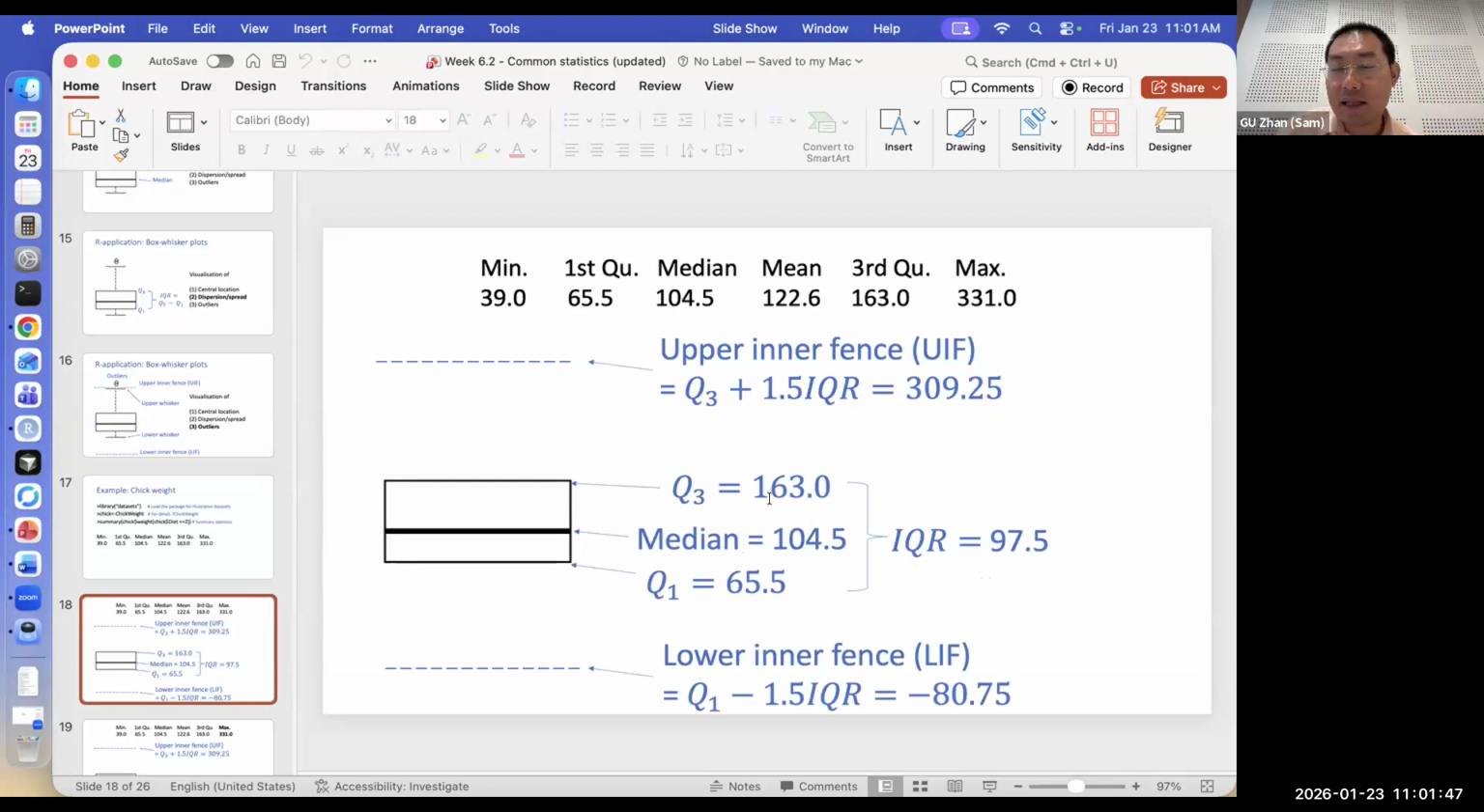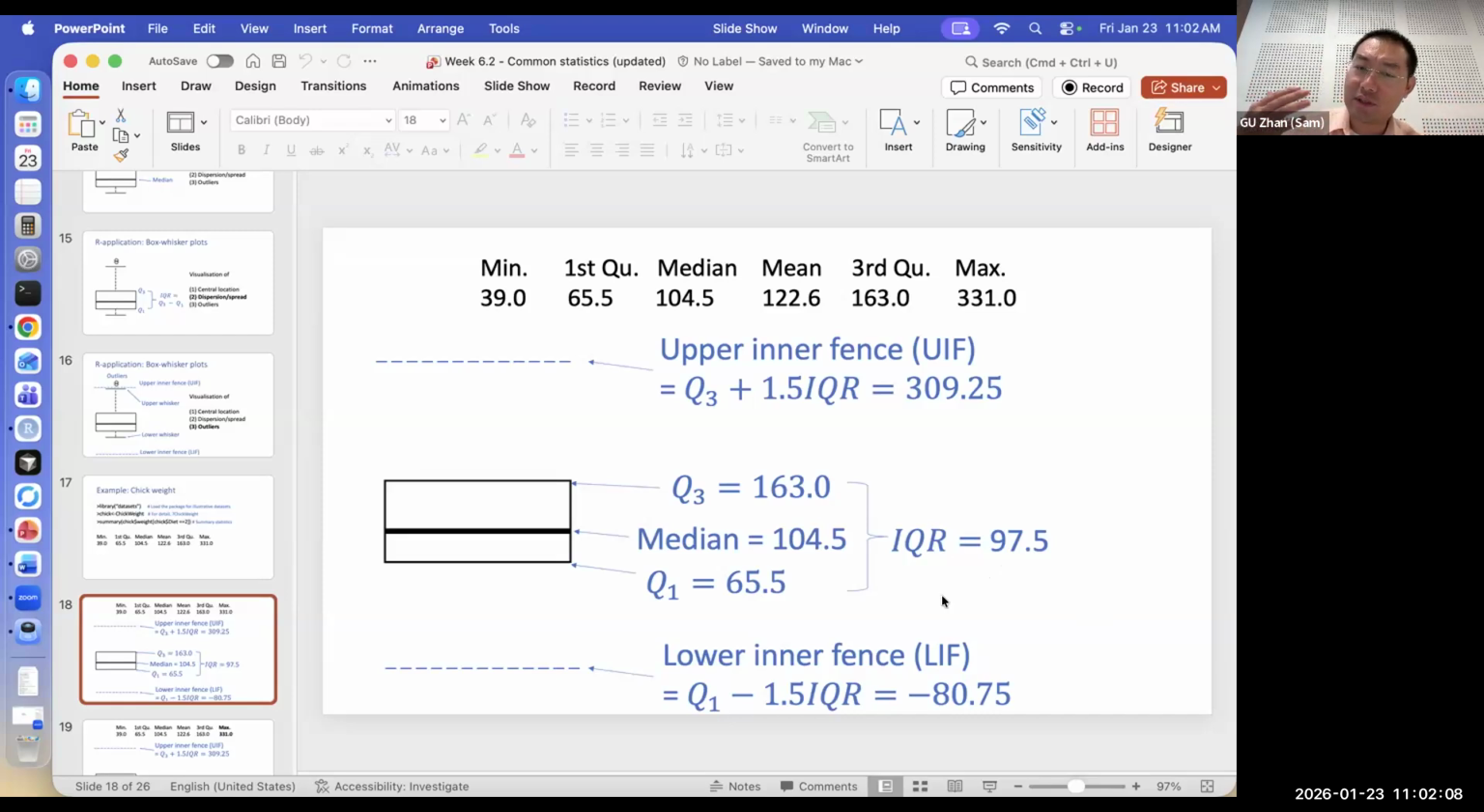So all the numbers shown here are the chick weight. Okay, so in unit of gram. So 163 minus 65.5 gram is 97.5. So interquartile range, we have calculated 97.5 gram for the chick.